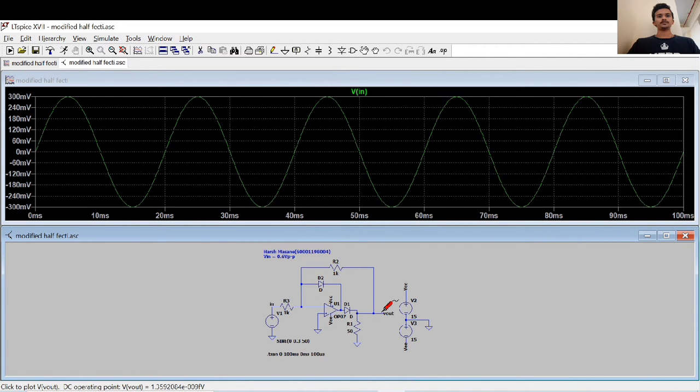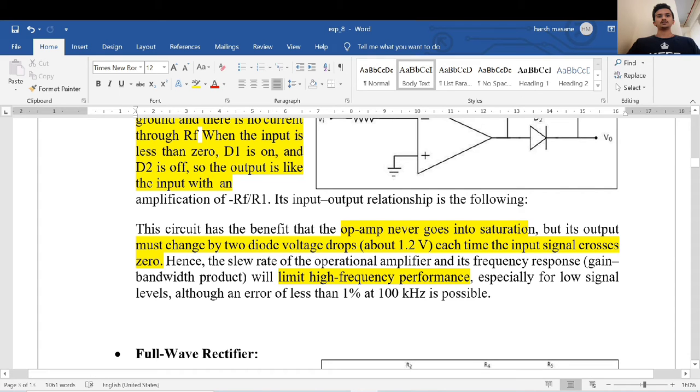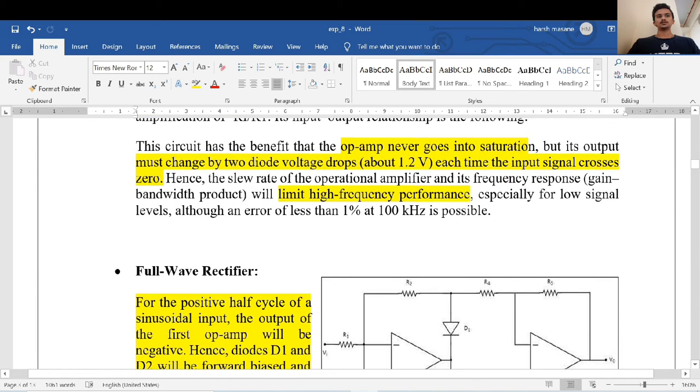This is my input, and at the output I get the same as the basic half wave rectifier. But in this there are advantages. The op-amp never goes into saturation, but the output must change by 2 diode voltage drops, about 1.2 volts, each time the signal crosses 0. The slew rate of the operational amplifier and its frequency response will limit the high frequency performance, especially for low signal levels.